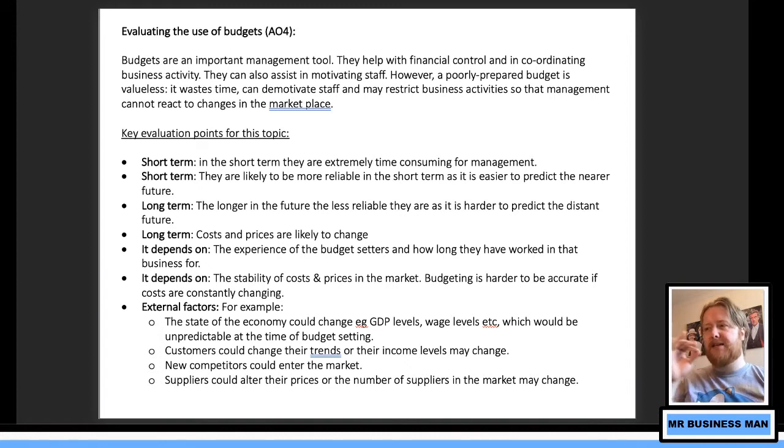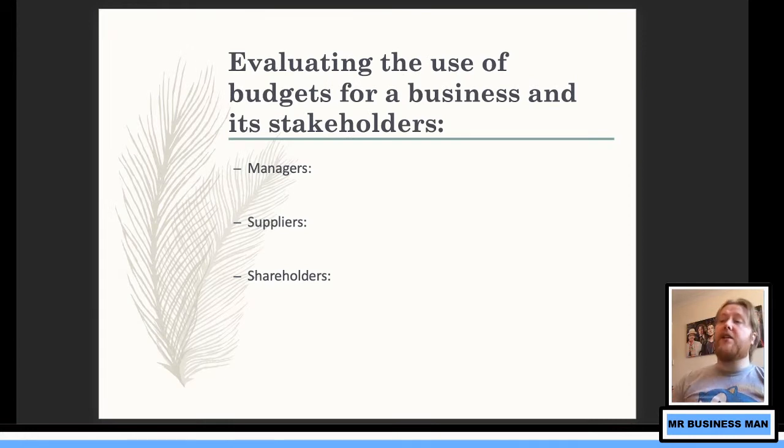Rather than just reading things, actually physically getting involved with it is really helpful. And then finally, evaluating the use of budgets for a business and its stakeholders: managers, suppliers, shareholders. How's it going to affect them? Please have a go at completing these.